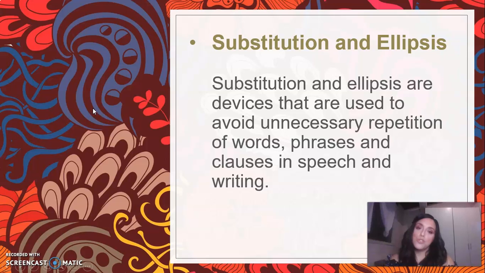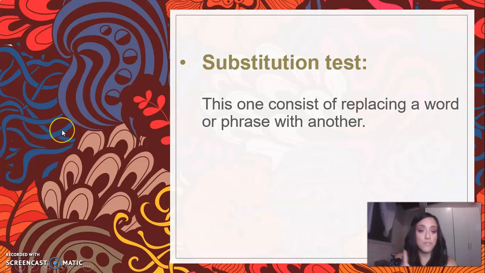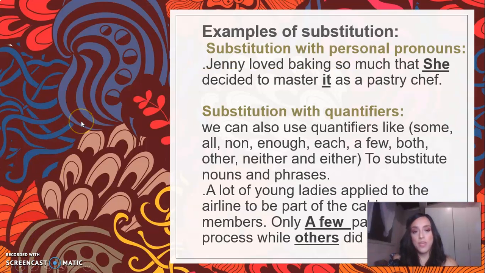We have the substitution and ellipsis test. Substitution and ellipsis are kind of similar. They are devices that are used to avoid unnecessary repetition of words, phrases, clauses in speech and writing. We have some examples. The first one is the substitution. This one consists of replacing a word or phrase with another one. So we have examples of substitution.